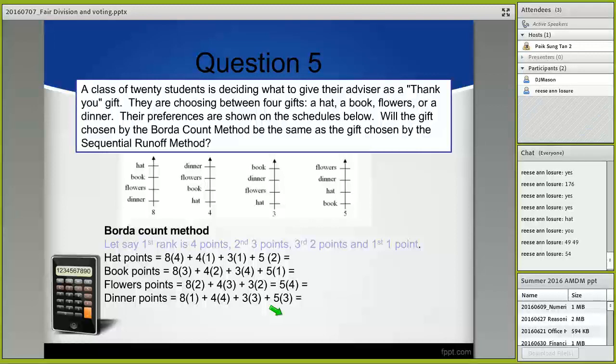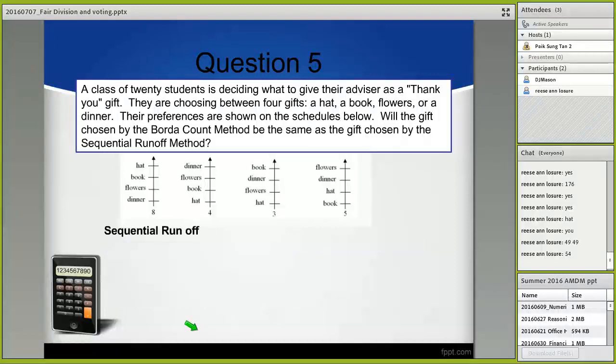Okay. Now we're going to do sequential runoff. The sequential runoff. Let's see, where's my paper?